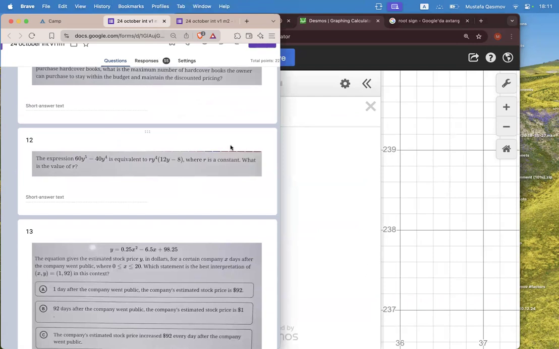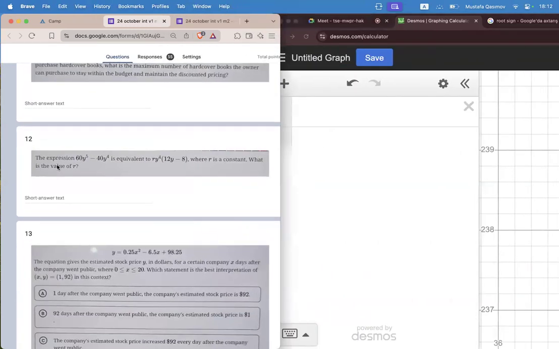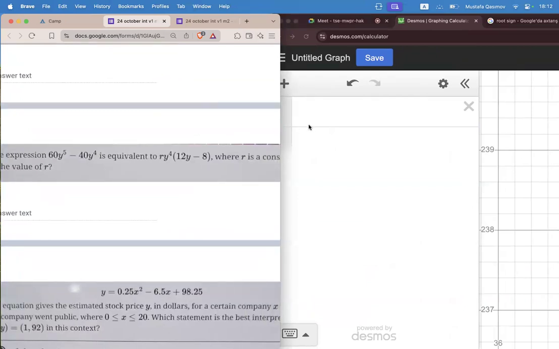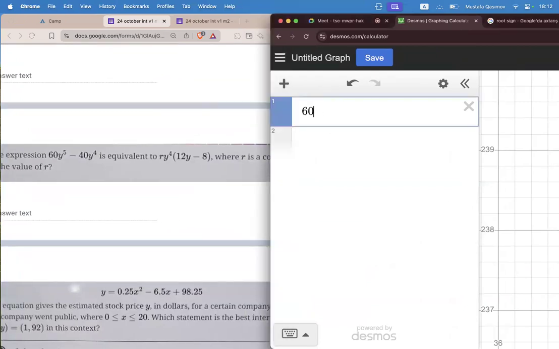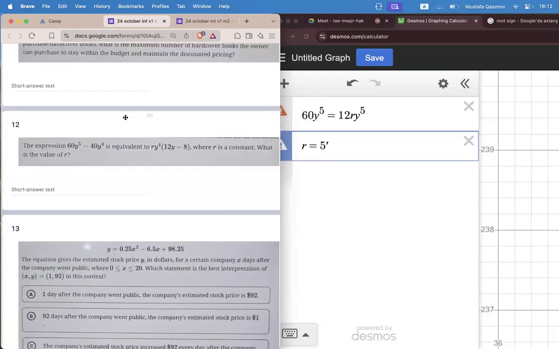12. For 12, we can write it to decimals, or I mean, we can make it equal to each other. 60 y with power of 5 is equal to 12 r y with power of 5. Then from here, r is equal to 5. So the answer is 5.